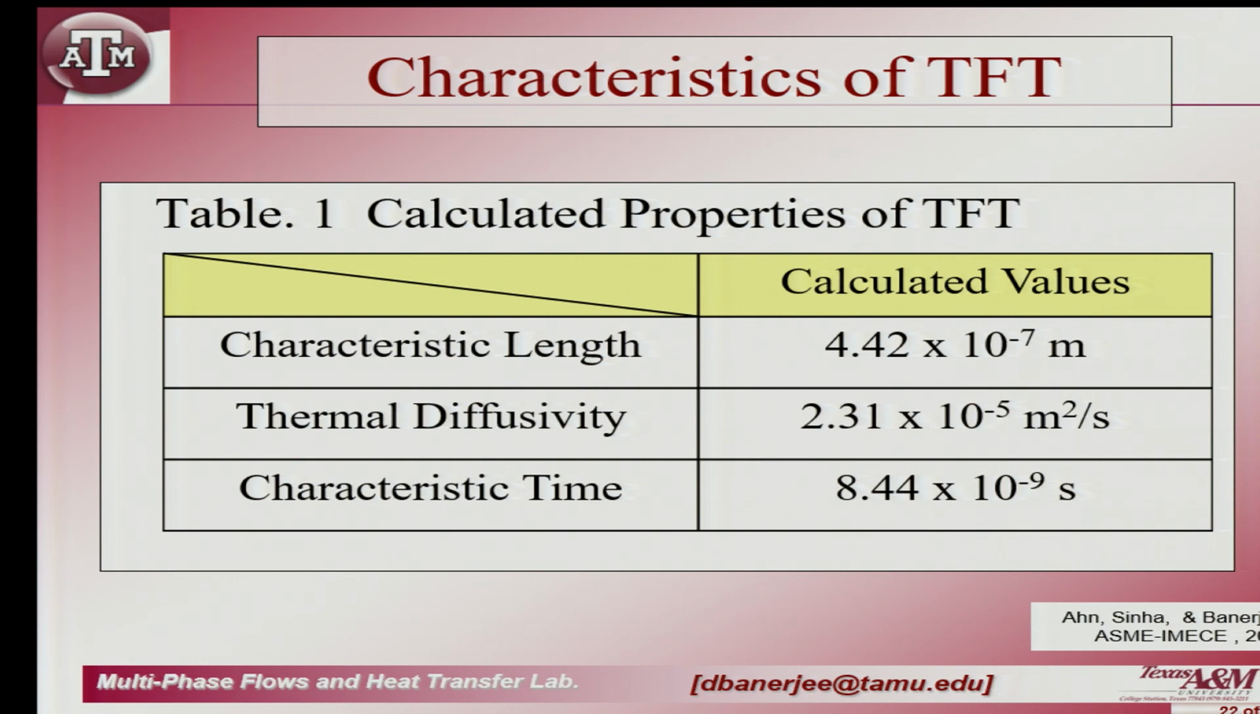And since these are nickel alloys, the thermal diffusivity is similar to that of nickel. That is about 2.3 times 10 to the power minus 5 meters square per second. So, if I take L square divided by alpha, I end up with a characteristic time constant of the order of 10 nanosecond, which means if I have a temperature that is fluctuating every 10 nanosecond, I will be able to measure it.